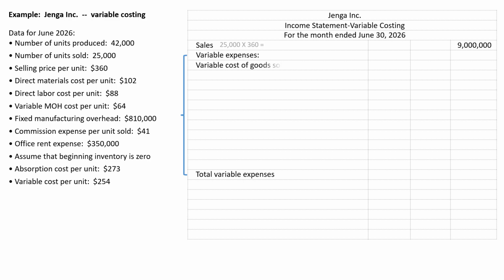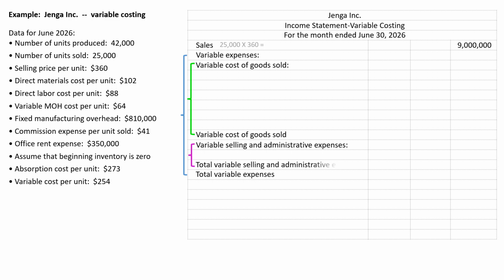The primary organizing factor is cost behavior, but we also need to separate manufacturing from non-manufacturing expenses in this variable section. So we'll set up 2 subsections, each with their own total line: variable cost of goods sold and variable selling and administrative. Now we can enter the pieces.